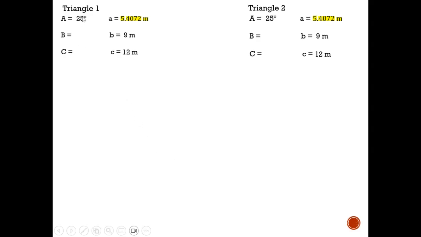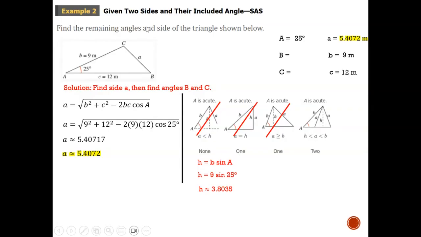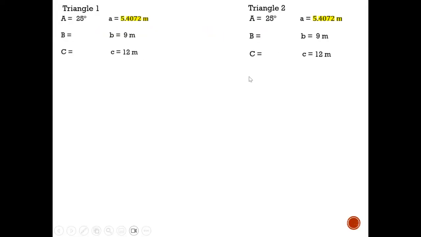So let's put out the info, guys, right? Triangle 1 and triangle 2. So we need to solve for angle B, and from there is where the 2 triangles come out. But I believe, guys, the question was, let's go back real quick. They were looking to find the remaining angles, right? So we're looking for 2 angles and the side. We know that the side is 5.4072, right? So we're looking for 2 angles, only angles B and angle C.